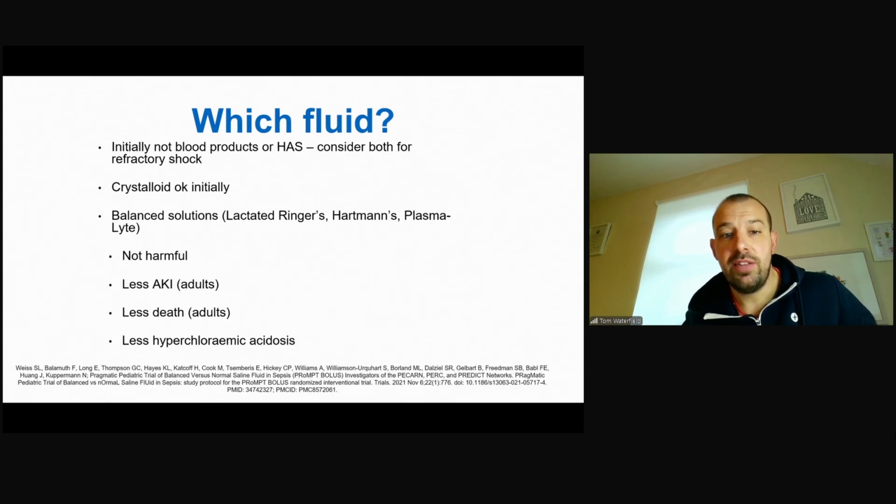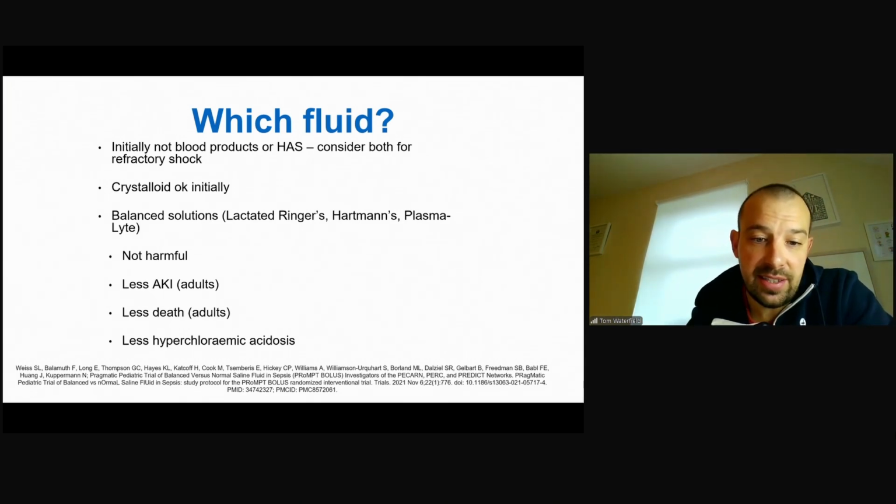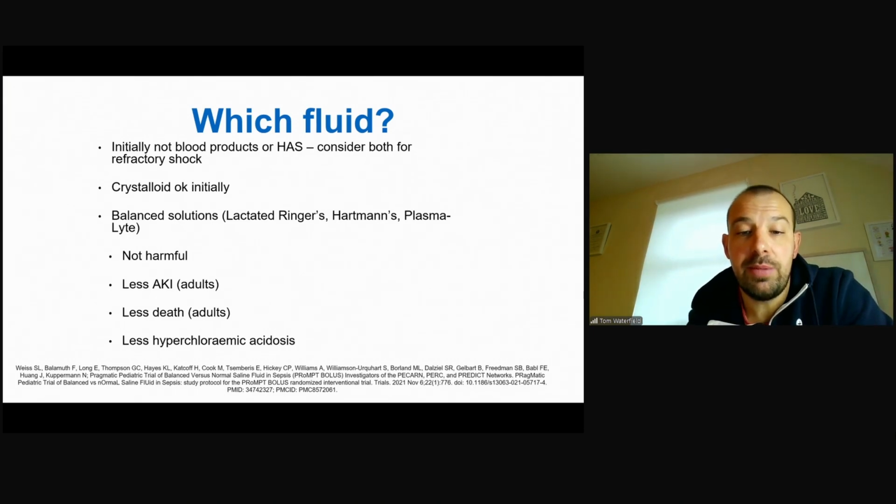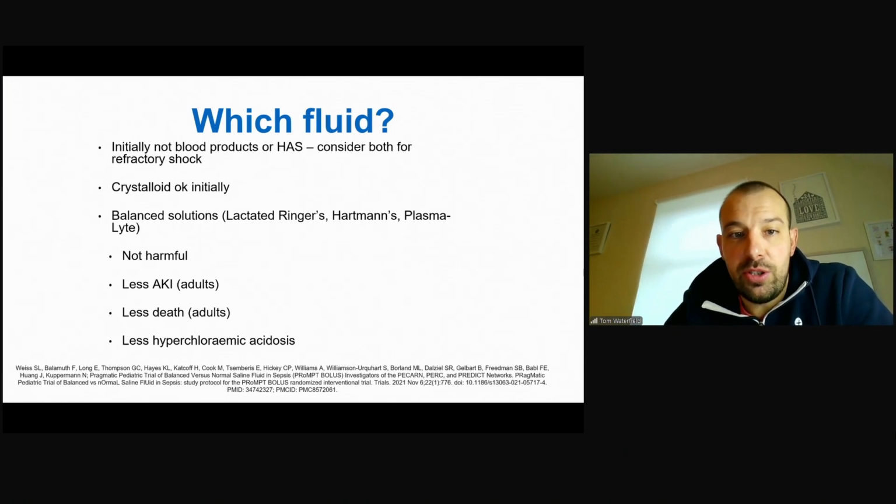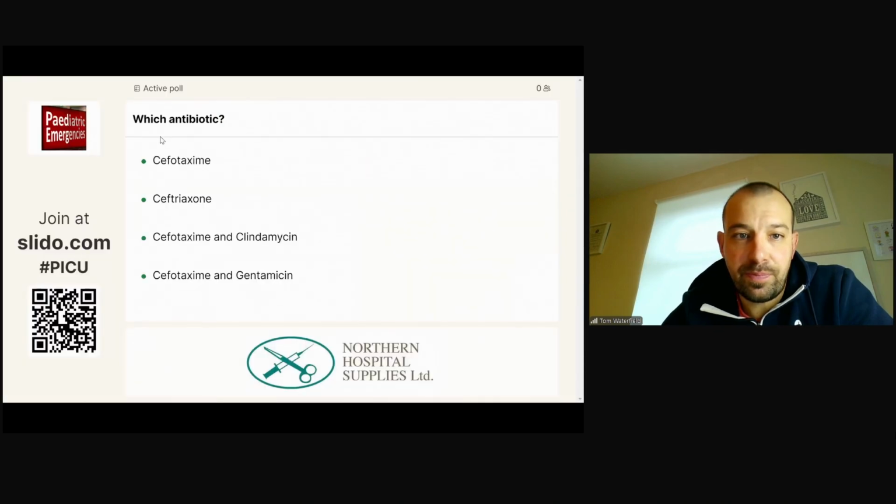They're not harmful. There's less AKI in adults. There's less death in adults, and you're less likely to have hyperchloraemic acidosis, which I believe for my colleagues in ICU is annoying. So we want to try and help them as much as we can. So if you're going to go beyond that 10 to 20 per kilo bolus, start thinking about balanced solutions. If your department could do it from the off, even better, but don't be delaying things.